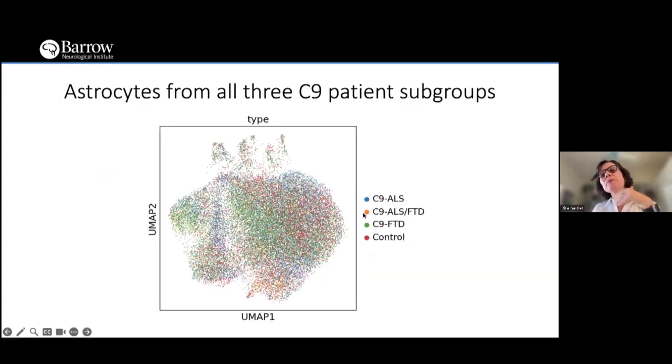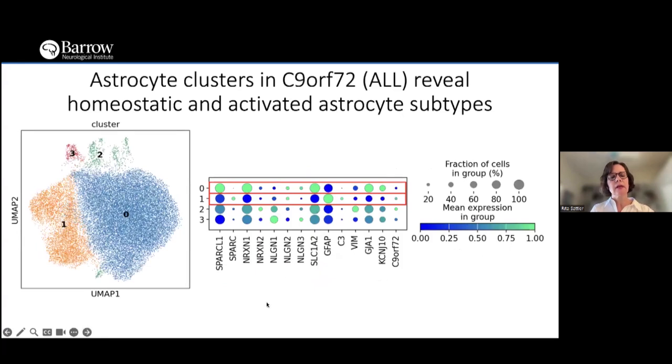So what we did is we pulled out the astrocytes because that's what we're interested in. And we pulled all of the astrocytes from all 3 C9 patient subgroups. And you can see that they mix very nicely. So there's not really a disease-specific subgroup that represents one cluster more than another. And when we further dove into this and decided to make subclusters of these astrocytes, we came up with 4 major clusters.